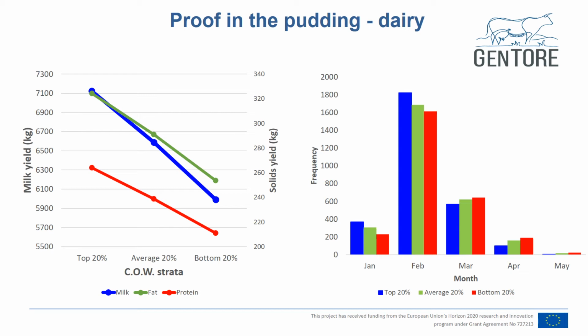solids yield. On the right-hand side then is the calving spread. Now, strict seasonal calving would be really important for her, and we want our cows to calve really tight and early in the calving season. Again, what you can see here is the animal stratified for the top 20% in blue for cow index versus the bottom 20% in red.